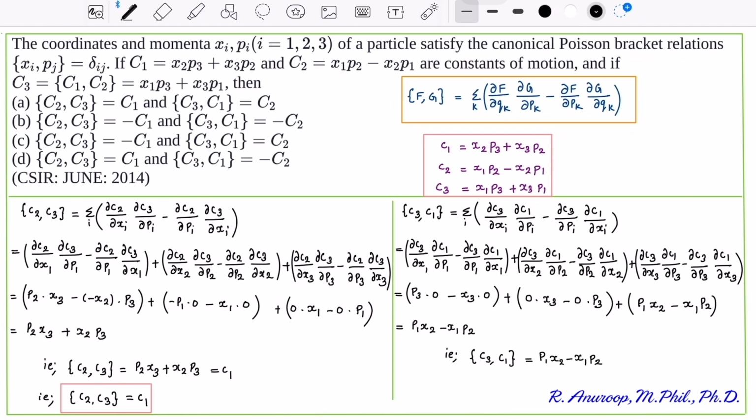Now we have p1 x2 minus x1 p2 is minus c2. That is, the Poisson bracket of c3 and c1 is minus c2. Therefore, from the result, we can say that option D is the right option.